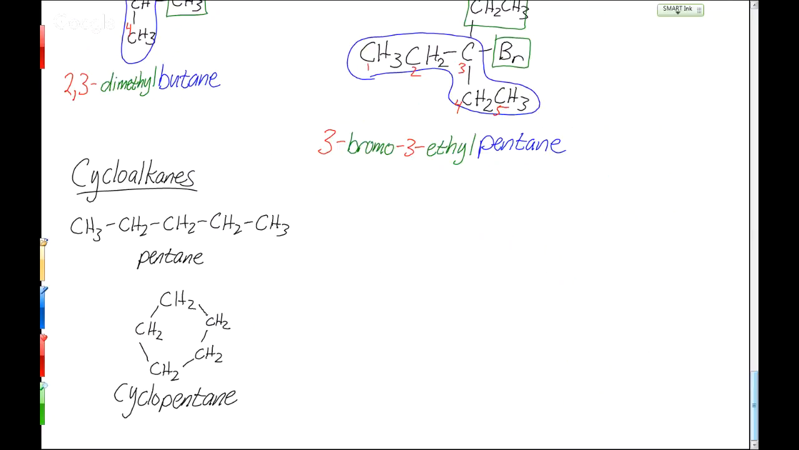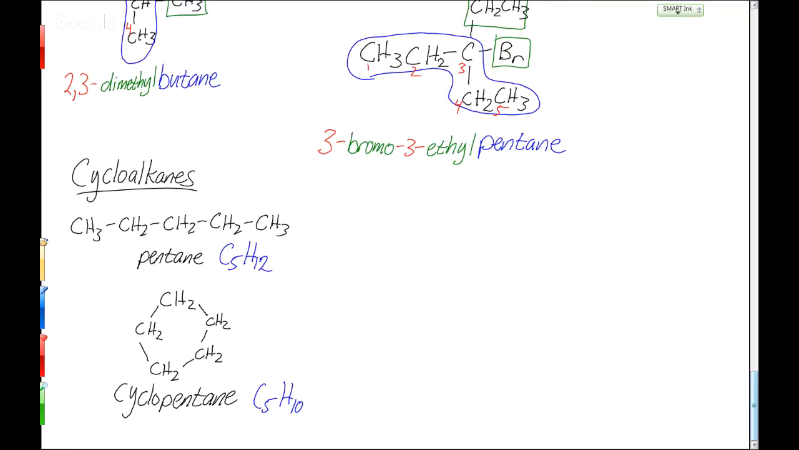So pentane is C5H12, and cyclopentane is C5H10, because you have to have a couple fewer hydrogens to get that ring closed.